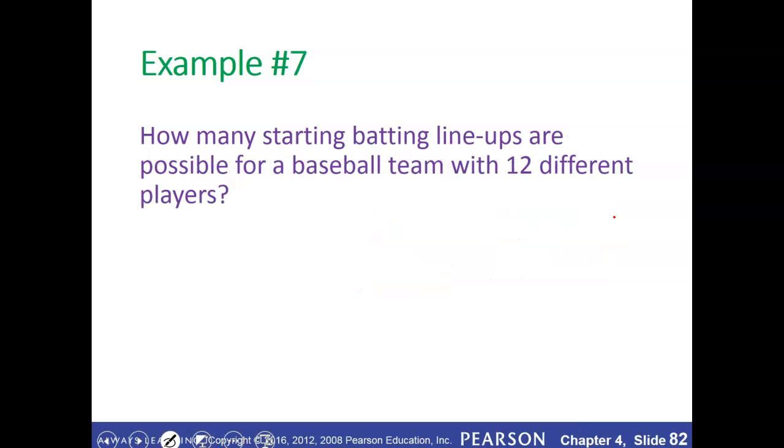Okay? That question is a little bit different than this one. How many starting batting lineups are possible on a baseball team with 12 different players? Okay, so here I have a starting lineup. Does it matter who bats first and second and third? Here the order matters. It's a batting lineup. It's not just a group of 9 players that are going to play. It's a group of 9 players that are going to make up my batting lineup. It's 9 because that's how many players play on a baseball team at any given time. So here, order matters. So this is not a combination, but a permutation.